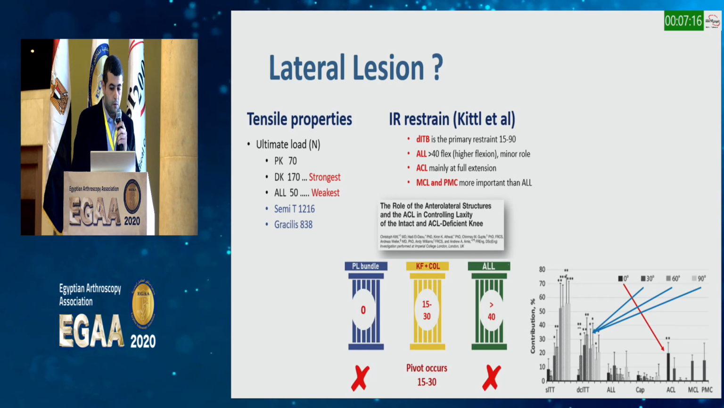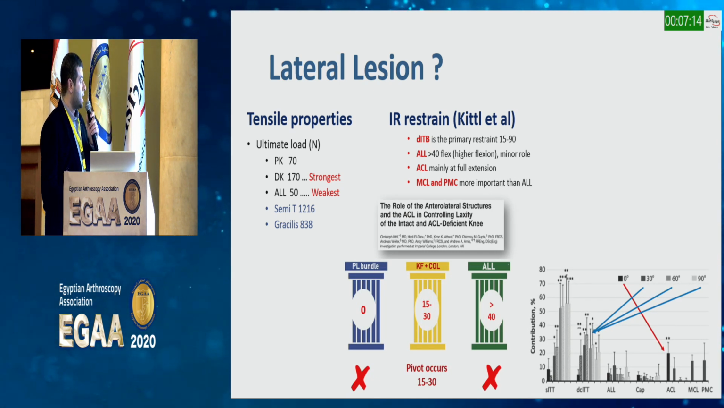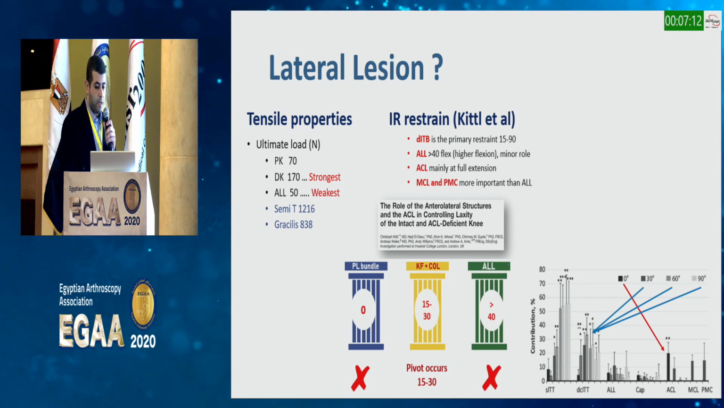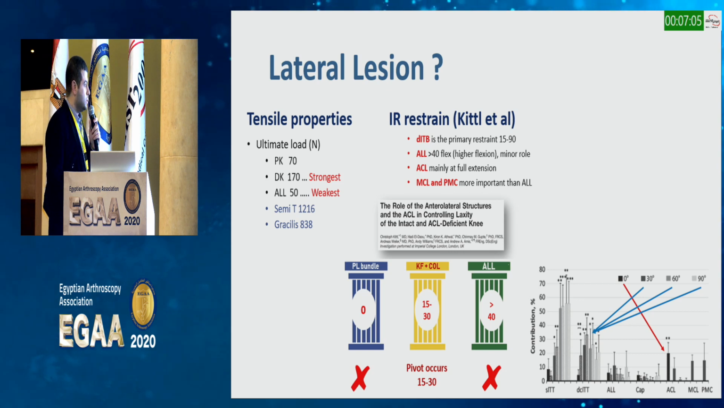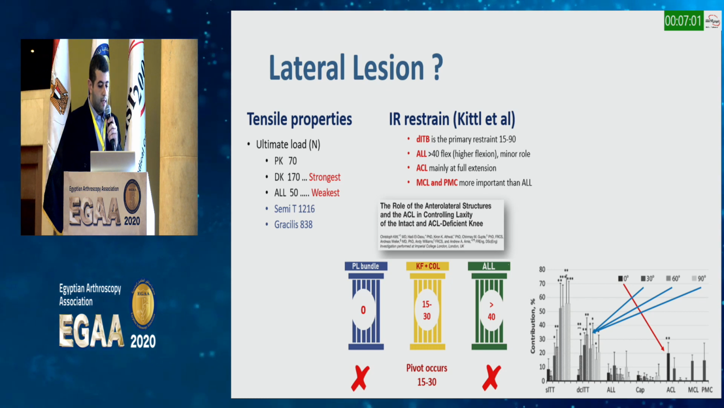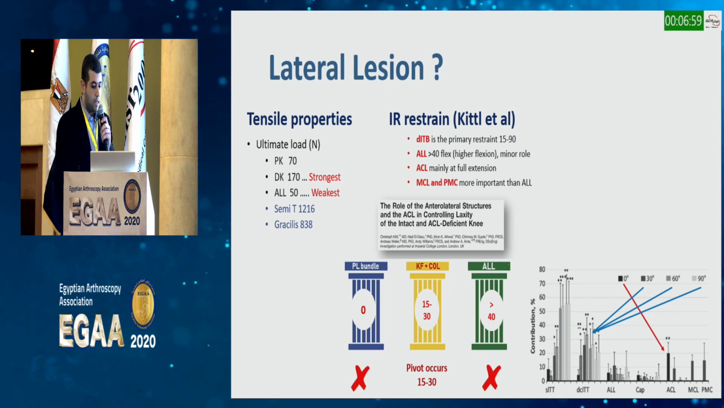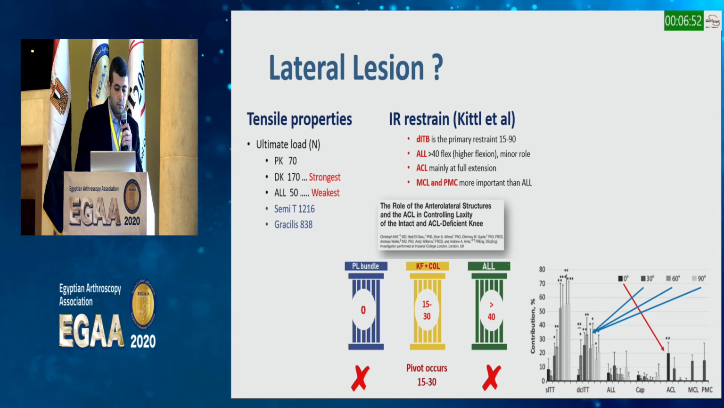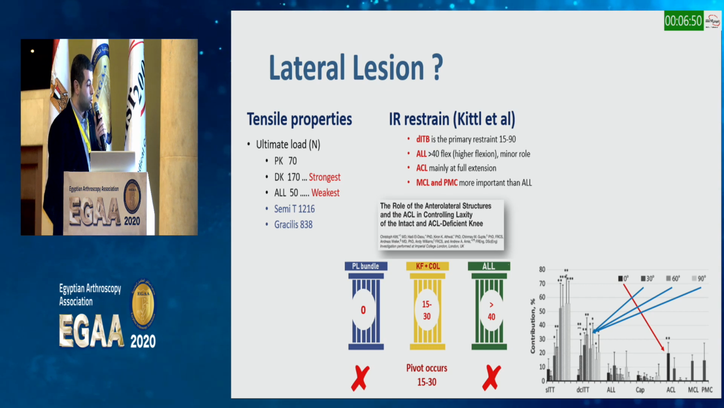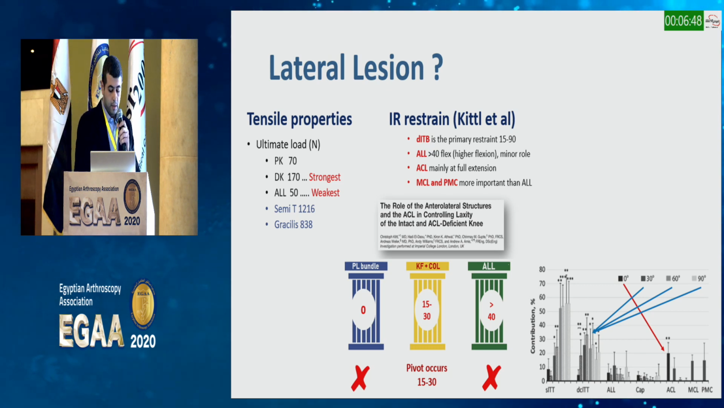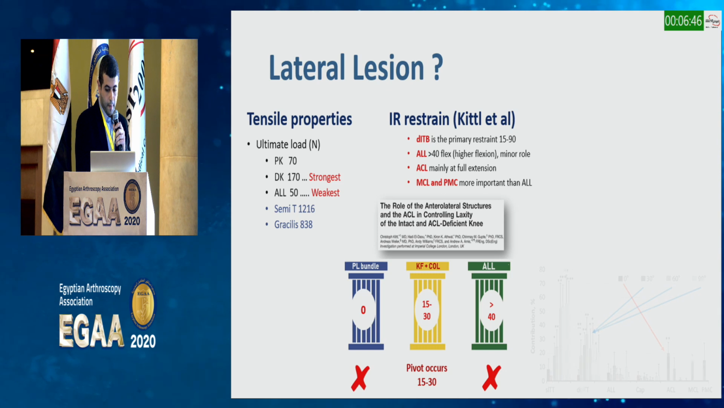Also, we have internal rotation restraint. Kittl et al. did a study and found that the distal iliotibial band fiber is the primary restraint to internal rotation between 15 and 30 up to 90 degrees of flexion. This is the position of the pivot shift. And the ACL only acts at 0 degrees, and the ACL and the anterolateral ligament act only after 40 degrees of flexion, with deep flexion, and have a very minor role. And even the MCL and the posteromedial corner have more important control of internal rotation than the anterolateral ligament.